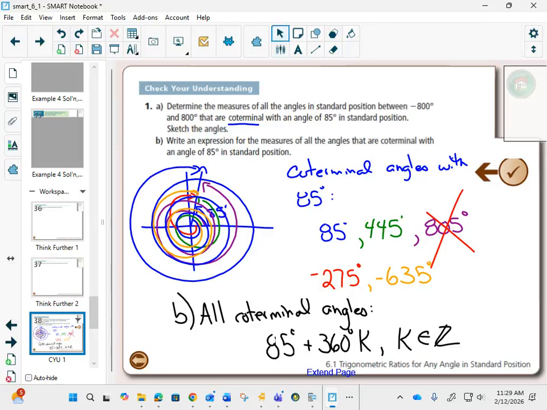It doesn't matter what side the k is multiplied on. You can put the k in front or the k after. Seems like in degrees they like to put it in front. When we do radians, they like to put it in the back. But it really doesn't matter. But you do need the degree sign.